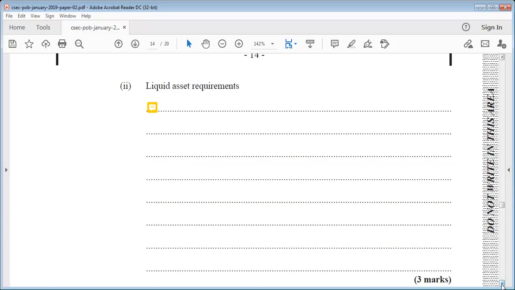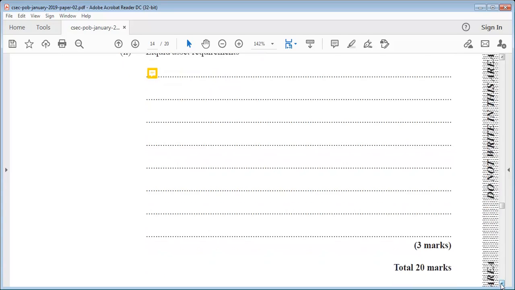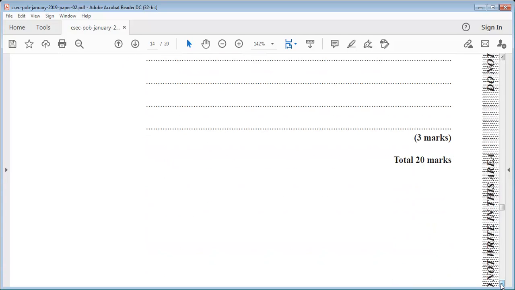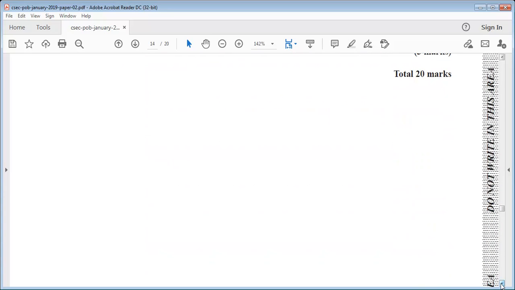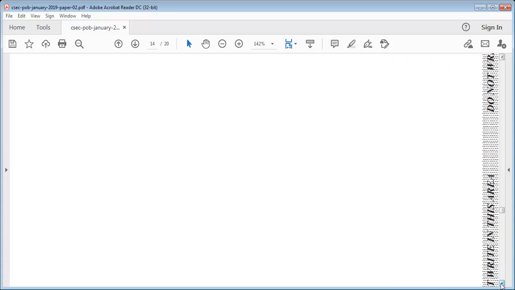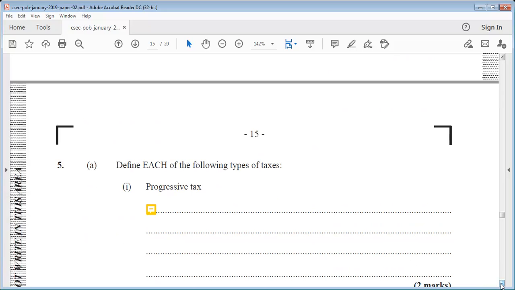So those two concepts you'd have to study a little bit more to understand it. But you will get 3 marks. Let's move on to our final question.